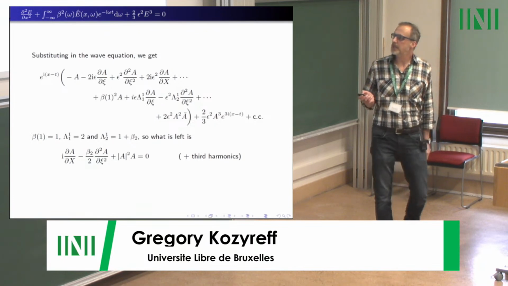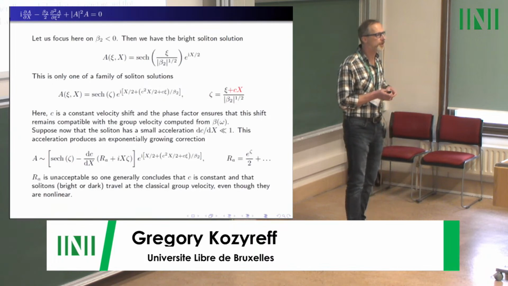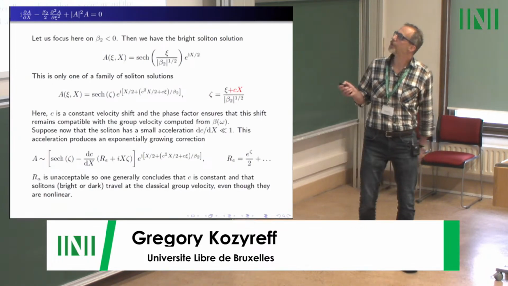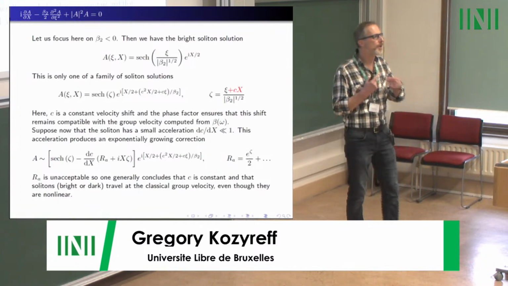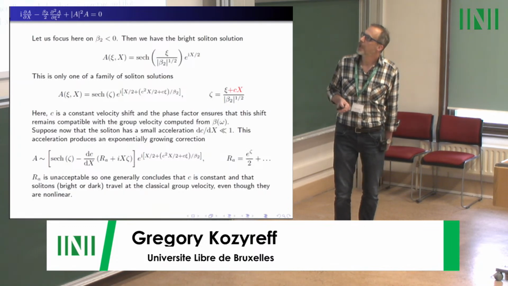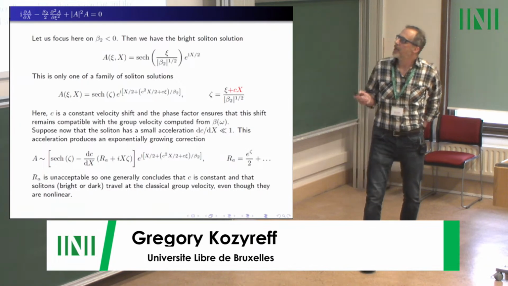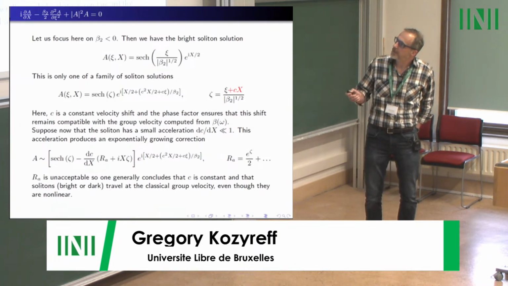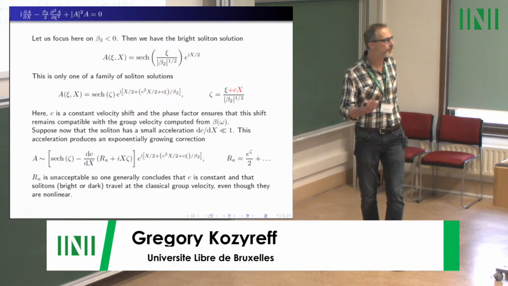Right, at this stage, I need to say a few words about the nonlinear Schrodinger equation. I'm going to focus on the bright soliton solution, which exists for that sign of the nonlinearity. It exists for a negative value of beta 2. Beta 2 is the second order chromatic dispersion. And this is the solution. It's well known. It's nothing new. And here, this bright soliton is only one out of a family of solutions.